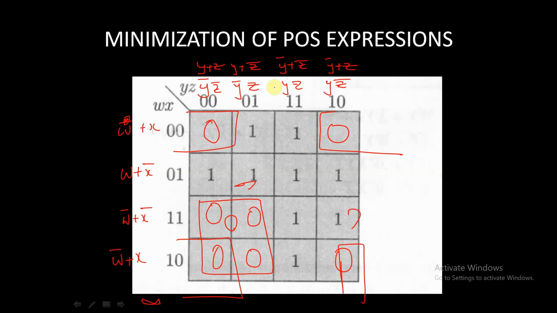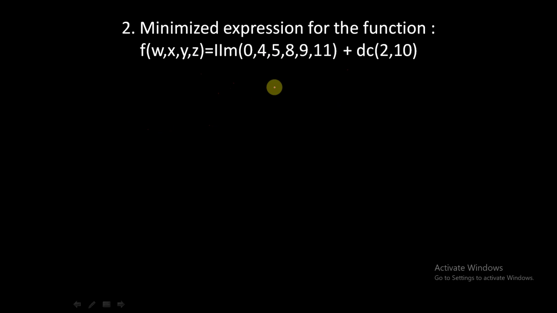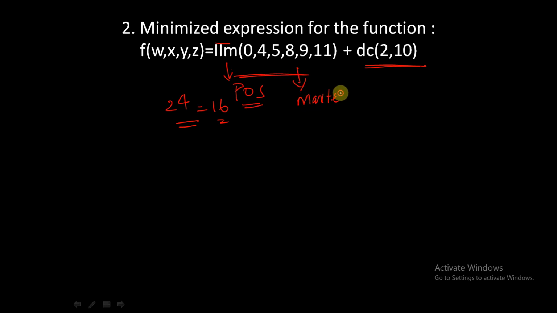If the answer should be in SOP form, we group ones, that is minterms, and since the answer here should be in POS form, we are grouping zeros. Now we have to minimize this expression: pi m of 0, 4, 5, 8, 9, 11 plus don't cares 2, 10. It is a 4 variable function, so we should draw the 4 variable K-map. The total number of cells, 2 power 4, is 16, and since it is pi m, it represents the POS form. So these are all our max terms.